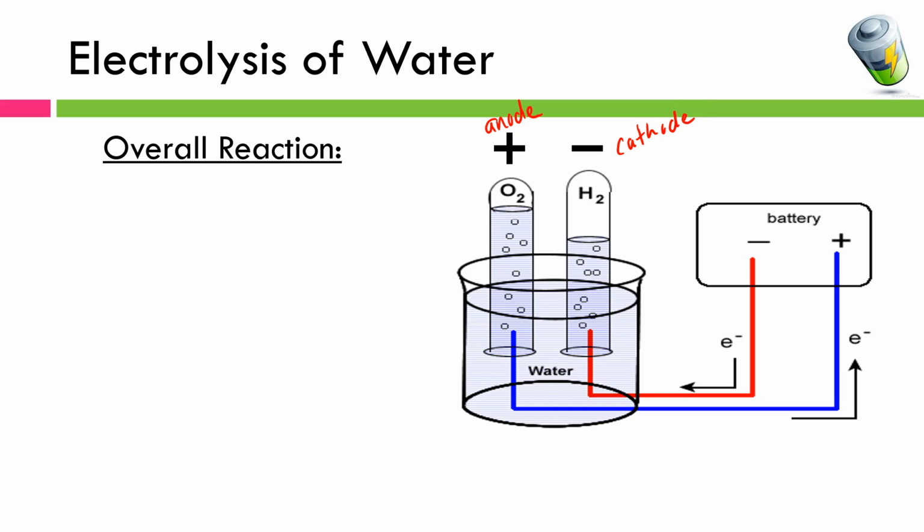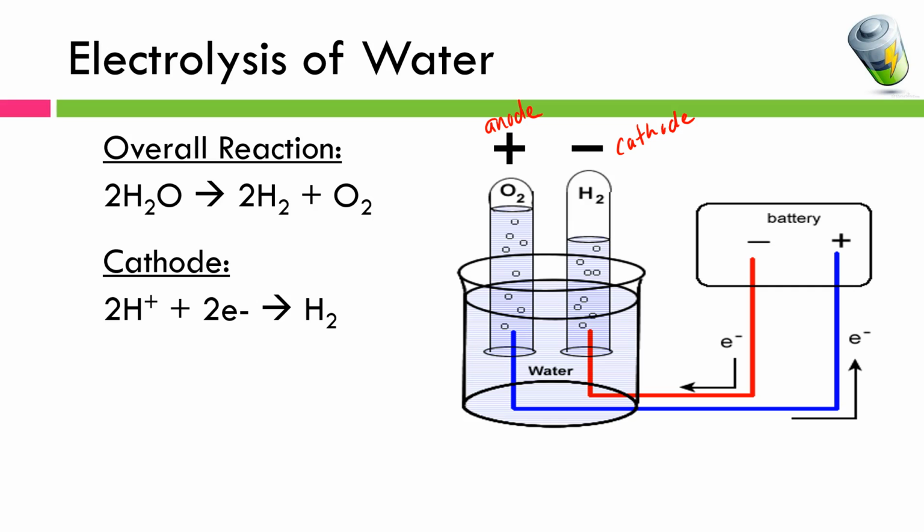So the overall reaction is really just the decomposition of water. We've got 2 moles of water breaking down into 2 moles of hydrogen gas and 1 mole of oxygen gas. Let's see if we can write some half reactions. At the cathode, we have the reduction of hydrogen ions.